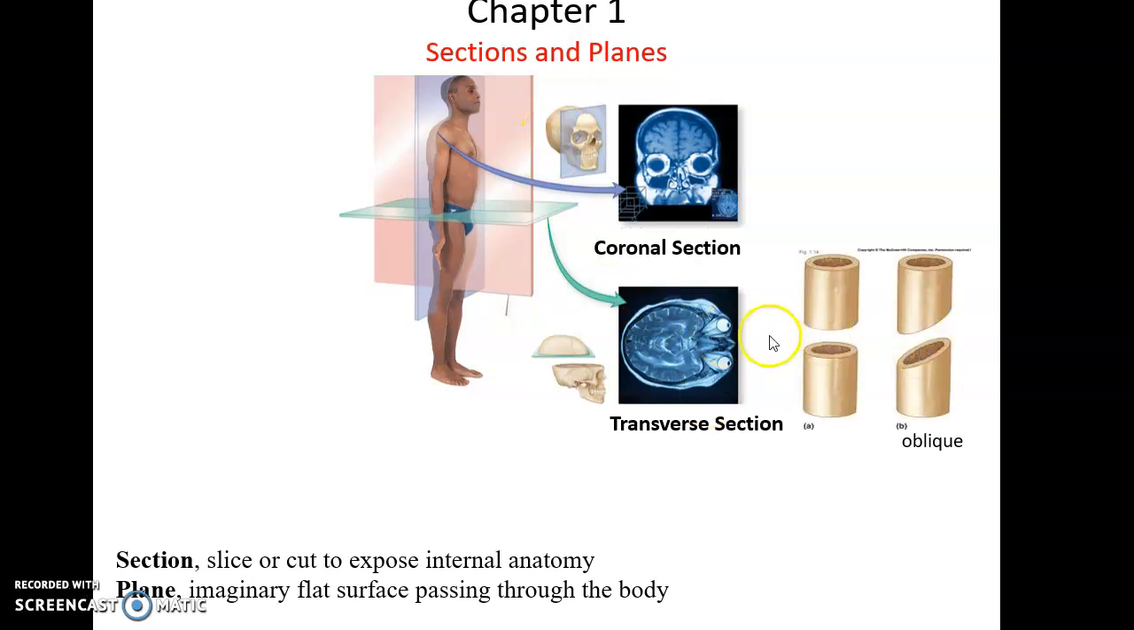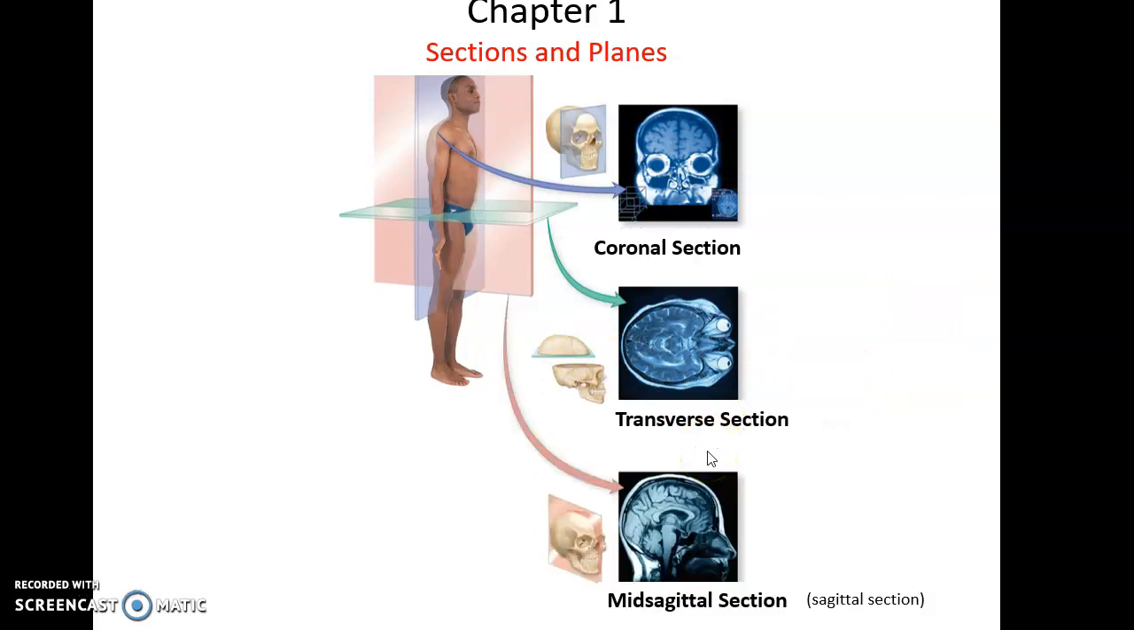The transverse section cuts through the body, giving you a top and bottom piece. Again, in both cases, we're looking at the head. You can have an oblique section, which cuts at an angle, but most of the time they talk about transverse sections, which are straight across, perpendicular to the floor. And then a mid-sagittal section. A mid-sagittal section is a plane going through the midline, straight down the middle of the body, giving you a right piece and a left piece. Should the plane cut through off-center, so the two sides are not equal, then that's called a sagittal section.